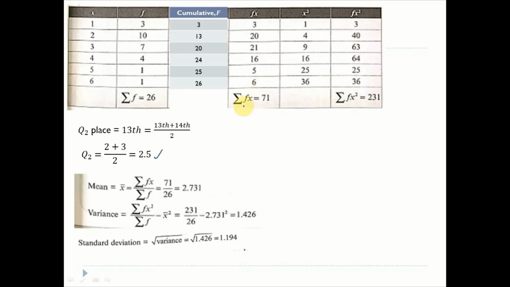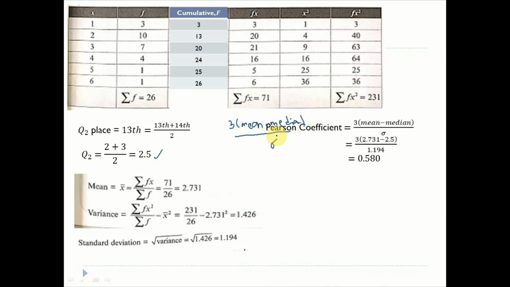So the formula is 3 mean minus median divided by standard deviation. Okay, the Pearson coefficient is 3 mean minus median divided by standard deviation. So I put everything in and then I get 0.580.